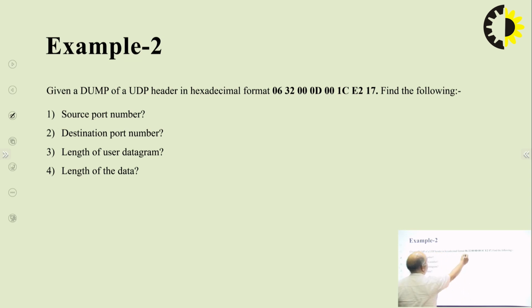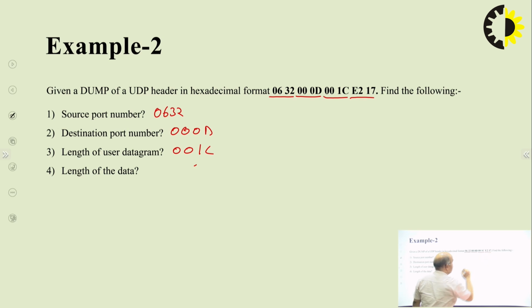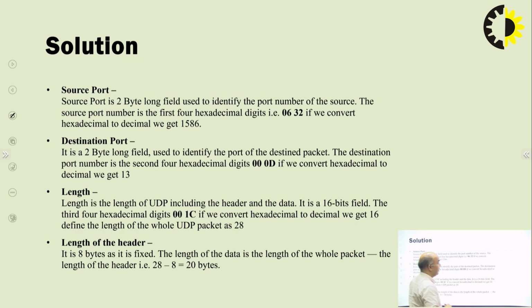First we will define the source port number. Then the destination port number will be 000D. The next value is the length of the user datagram, 001C, in this case. Then E217, which will be the length of the data. Again, we have to convert these into decimal values.